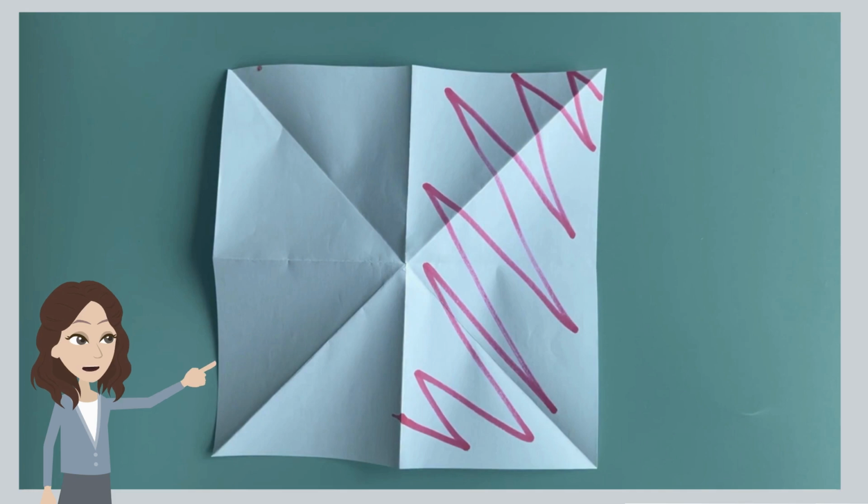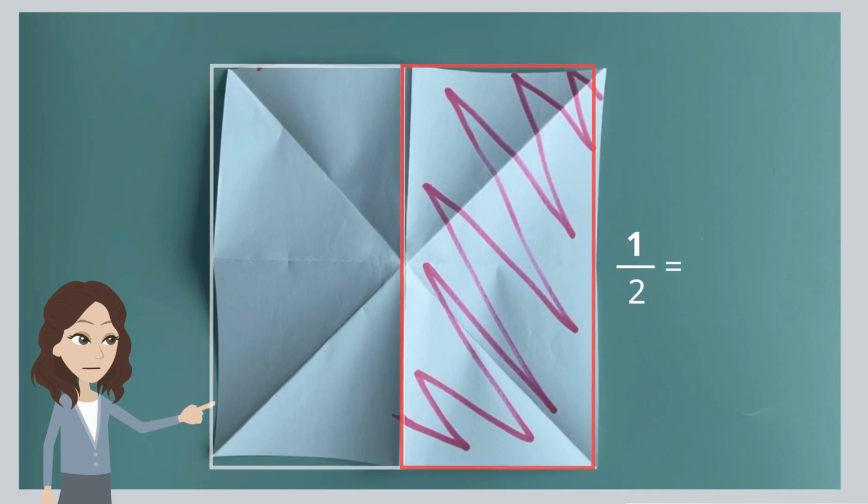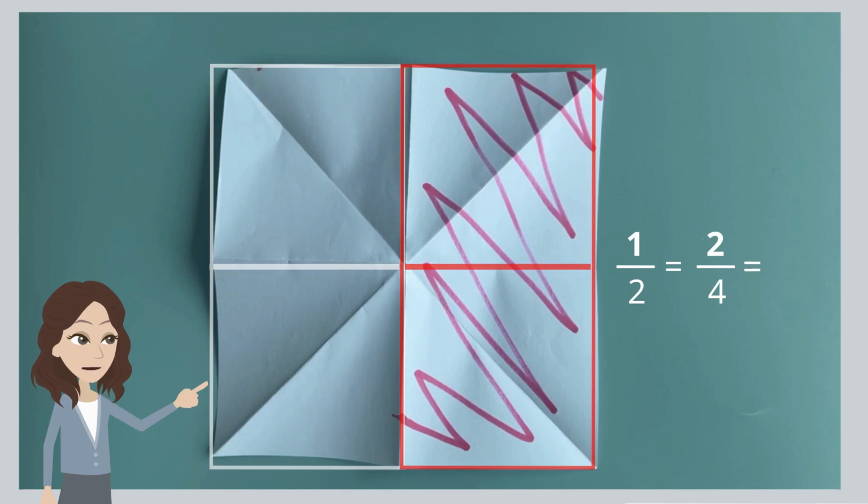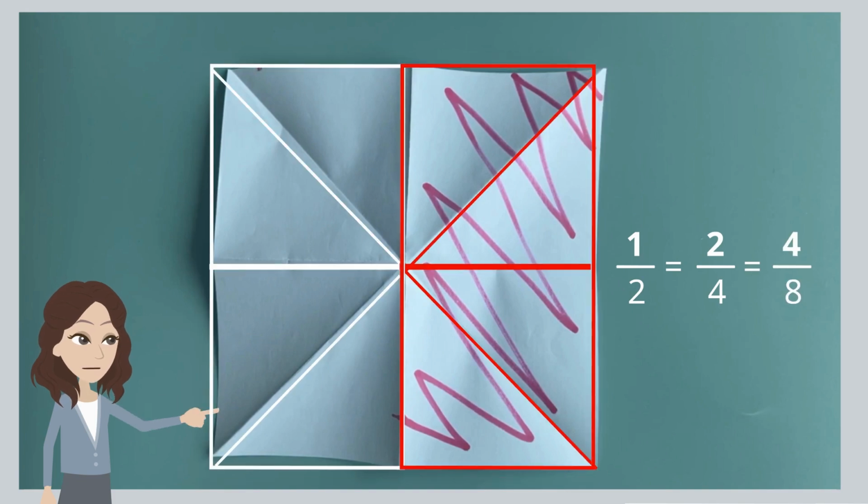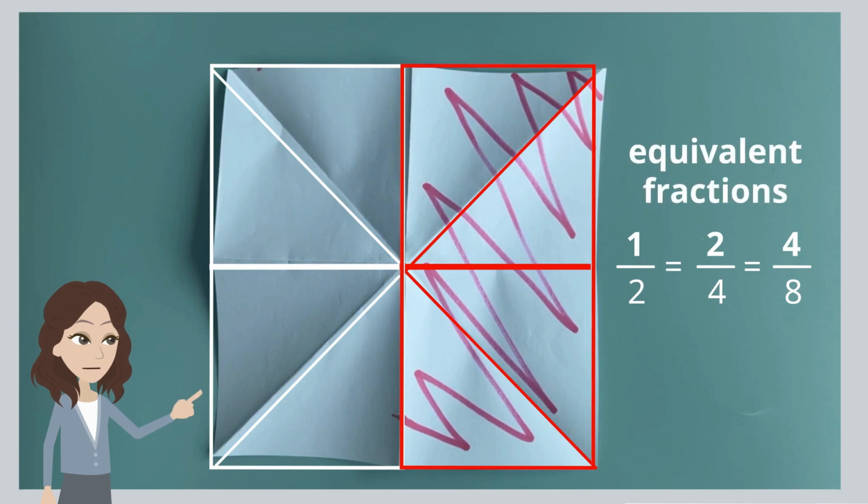From here, we can see that 1/2 is equal to 2/4, which is equal to 4/8. They are fractions that are equal in value even though their numerators and denominators are different. So, they are equivalent fractions.